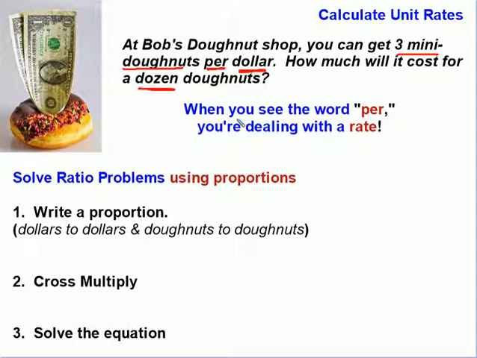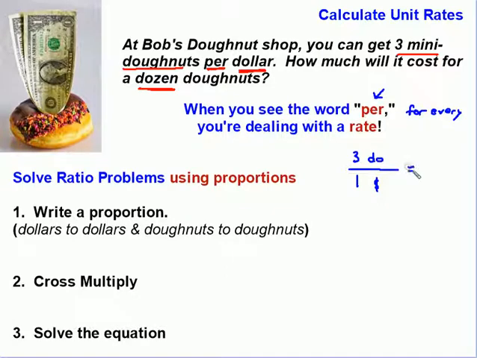So there's a couple of words here we need to understand. First of all, we need to know what per means. Per means the same as for every. And anytime you see the word per, you know that you're dealing with a rate, just like you do if you see for every. At Bob's Donut Shop, you get 3 mini donuts per dollar. So we know immediately we're dealing with a rate, and we're going to write it out like this. 3 donuts per $1. So 3 donuts for $1.